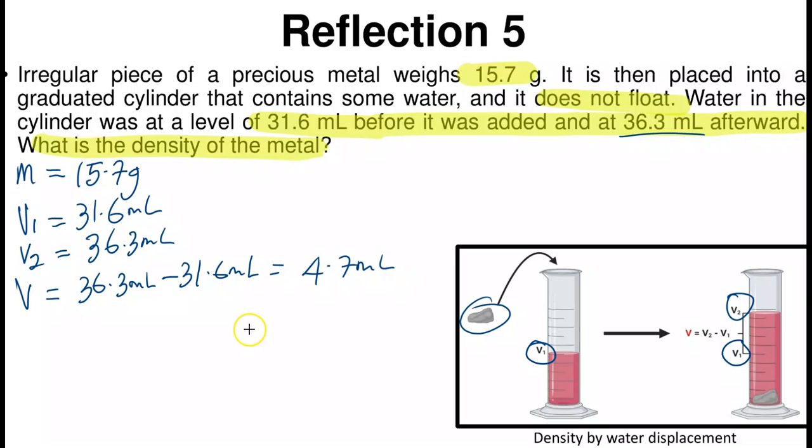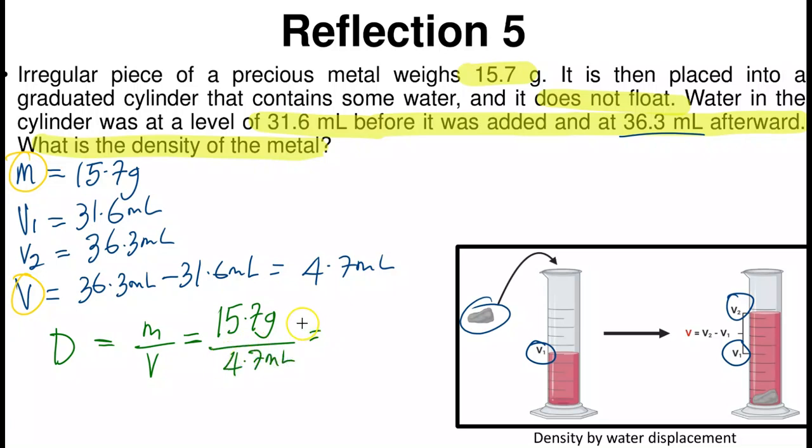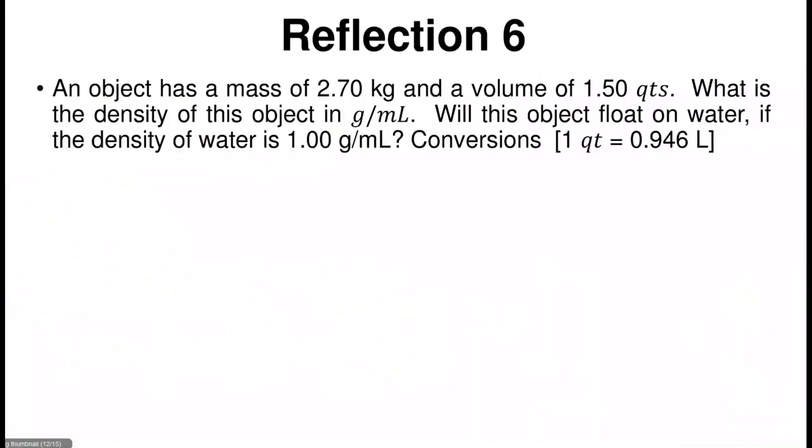So now we have the mass of the object, and we have the volume. Density itself will be mass over volume. The mass is about 15.7 grams on top, and the volume is 4.7 mils below. When you do the calculation correctly, you're going to get about 3.3 grams per mil. That becomes your final answer. Easy cheesy. All right, we go to the next problem.